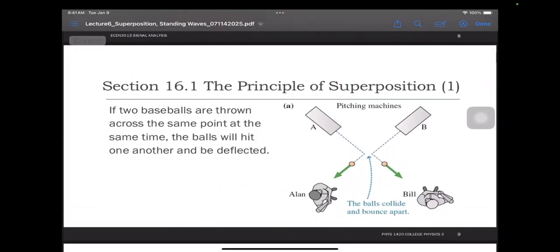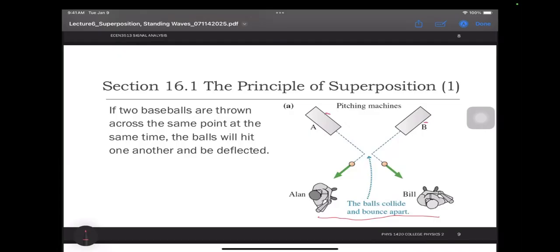Firstly, let's talk about the principle of superposition. There is a very obvious example: pitching machines. I think some students may have used this one. Actually, I also haven't used one before, but I watched it on TV or in some video.